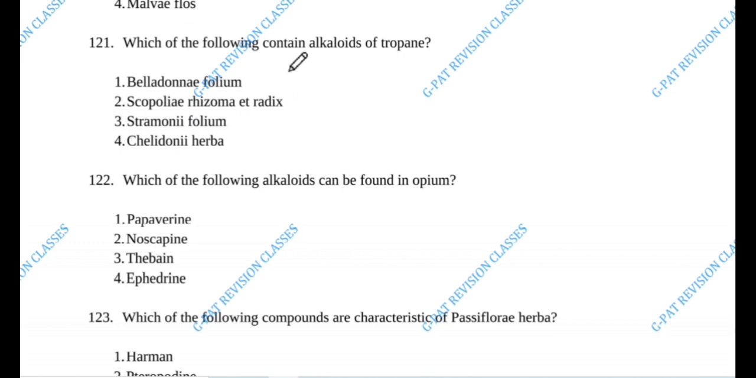Which of the following contain alkaloids of tropine? The answer is first, Belladonnae folium. The answer is first.